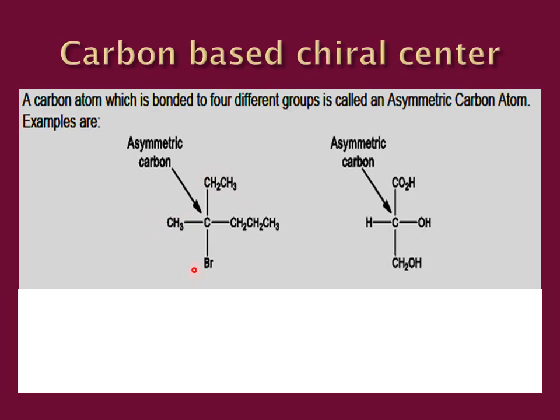By passing any plane through any axis, you are not going to obtain two identical or equal halves. That is why this molecule is a chiral molecule. And this is the chiral center or asymmetric carbon atom. Similarly, here is another example.